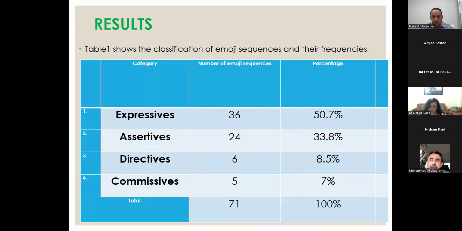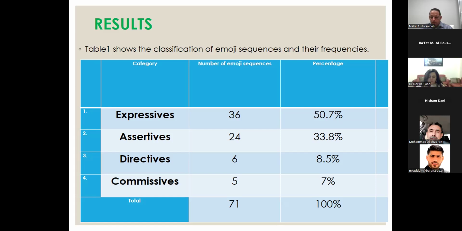Now, the results of our study revealed the following 4 speech acts or functions for the emoji sequences, which were expressives, assertives, directives, and commissives. There is one category that was missing from Searle's classification, which is the declaration, because there are no declarations between students. Especially since the data were collected from family and friends, and usually declaratives are non-existent in this kind of conversation.